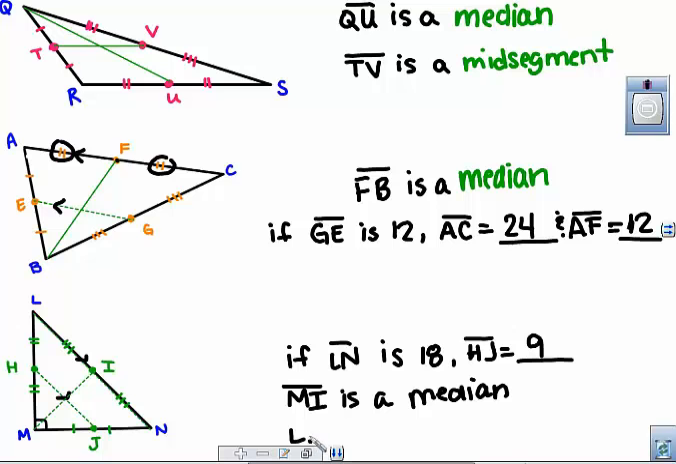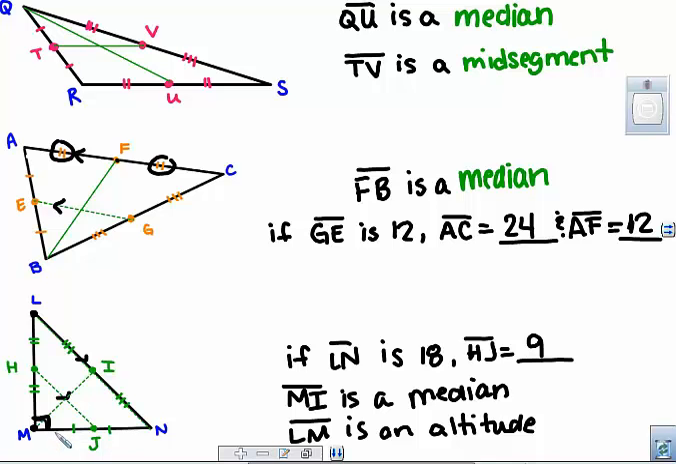How about LM? L to M, that's just two vertices, but if you notice, side LM creates a 90-degree angle with another side. So not only is it a side of the triangle, it is an altitude of the triangle, or the height of the triangle.